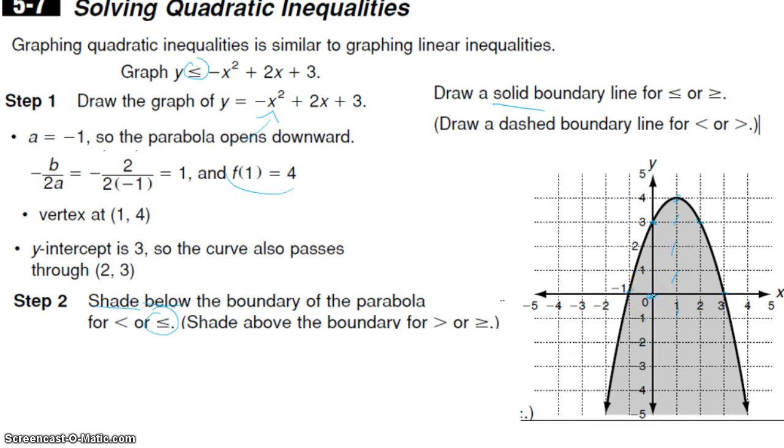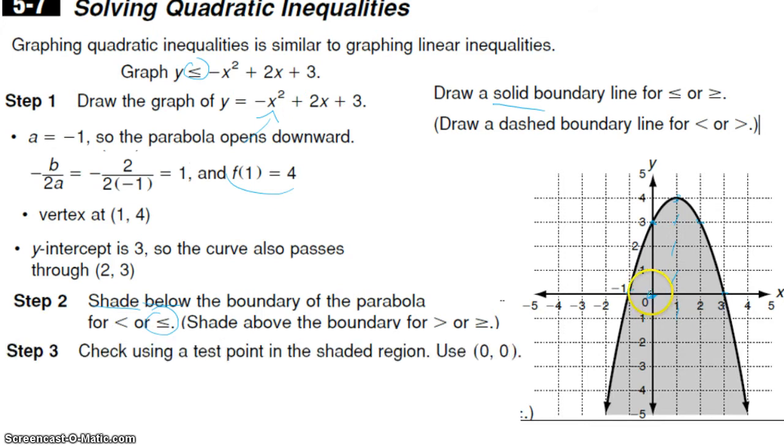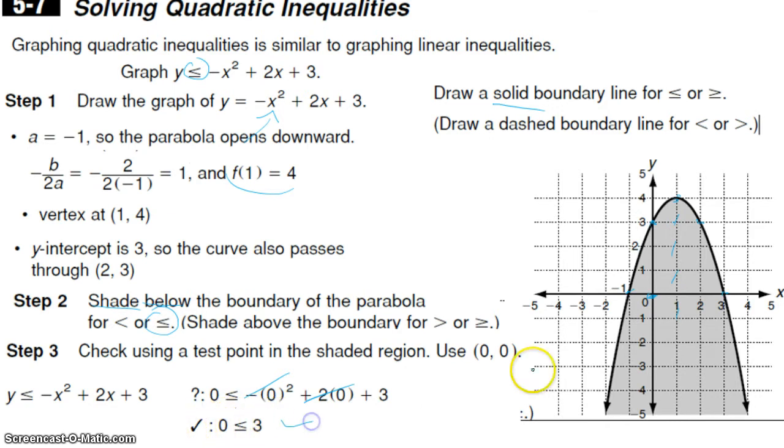You have 0, 0 in your solution set. So let's check it out and see if we end up with a true inequality. So we're going to put that 0 in for all of our x's, and we're going to put the 0 in for our y. So now we have 0 less than or equal to negative 0 squared plus 2 times 0 plus 3. Well, we know these are completely out now, and all we have left over here is the 0, and all we have left over here is 3. So is 0 less than or equal to 3? It sure is. So you know that your graph is correct.